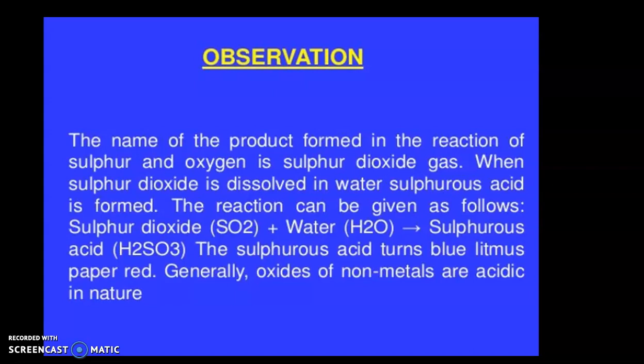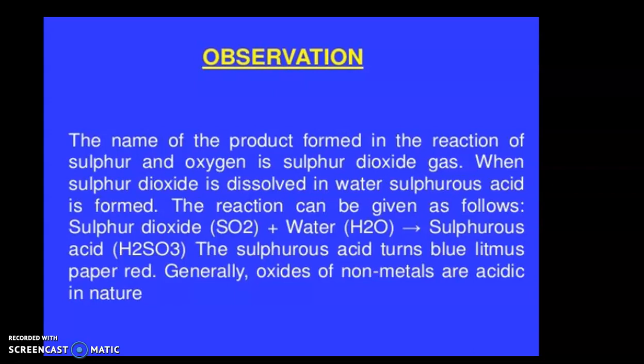That sulfurous acid turns blue litmus paper red. Please remember this. The sulfurous acid which turns blue litmus paper red, generally these oxides of non-metals are acidic in nature. Please understand the difference: when a metal reacts with oxygen to form a metal oxide, what will be the nature? Its nature will be basic in nature.